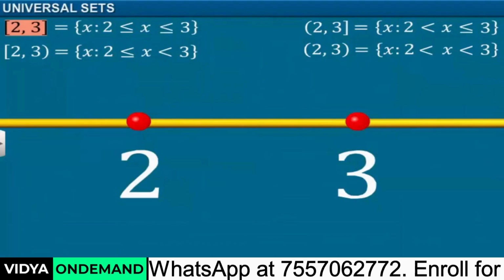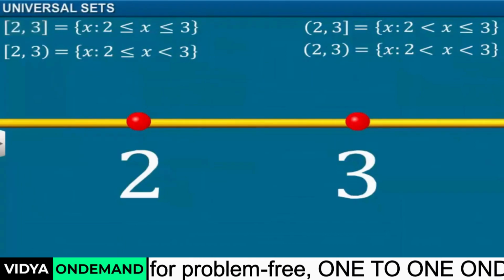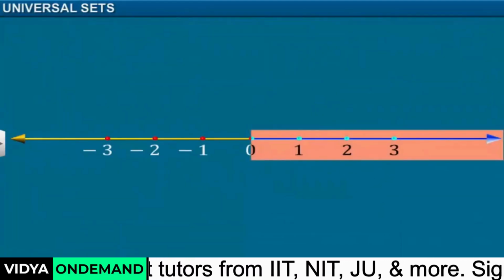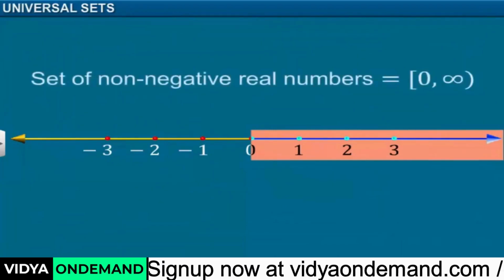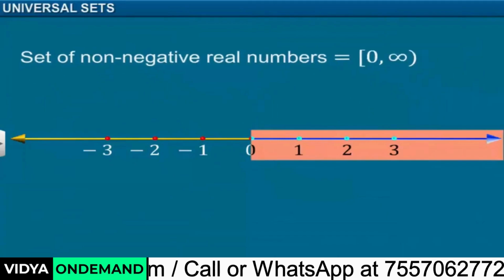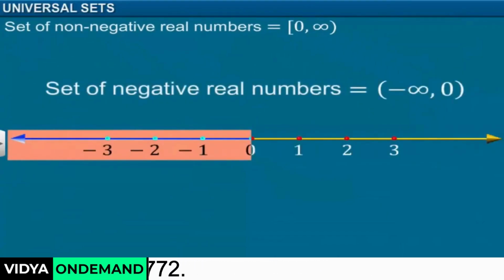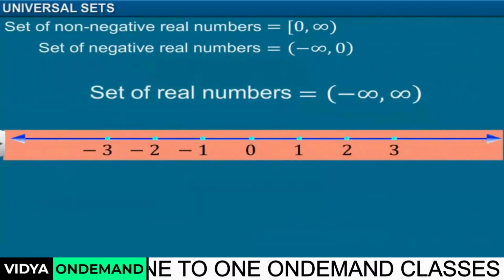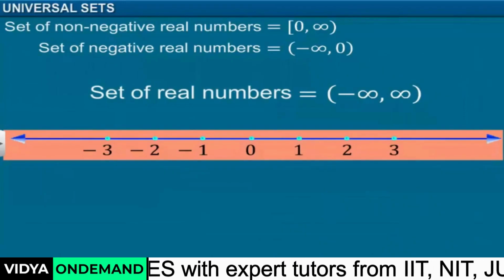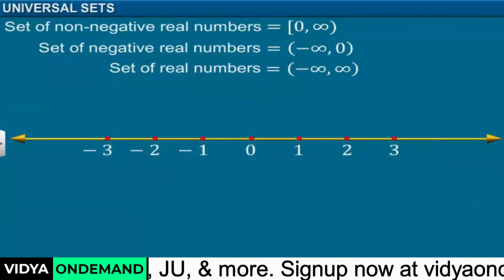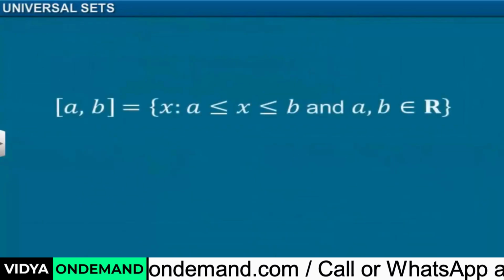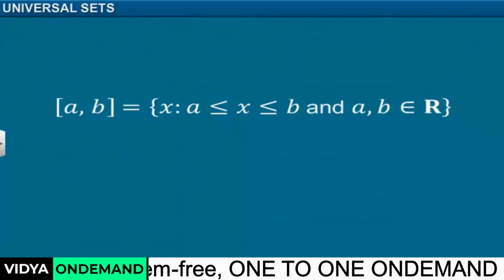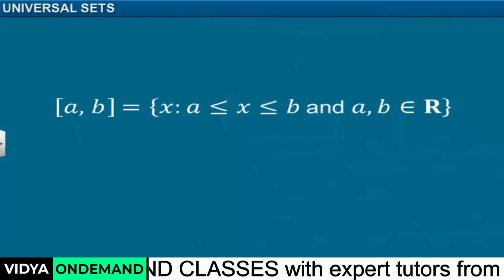With the observation, we can define some sets of real numbers. The interval 0 to infinity, with 0 included, is the set of non-negative real numbers. The set shown defines the set of negative real numbers. The set minus infinity to infinity defines the set of real numbers. On generalizing, we can conclude that the set of real numbers in the interval between 2 numbers a and b, including a and b, is defined as shown. Similarly, other sets of real numbers are shown.